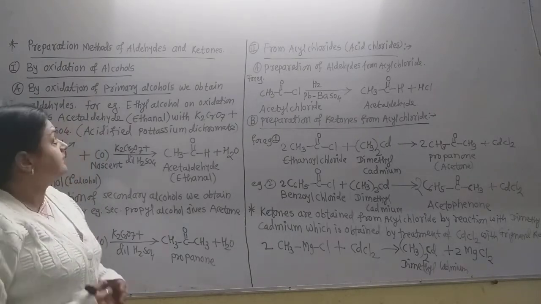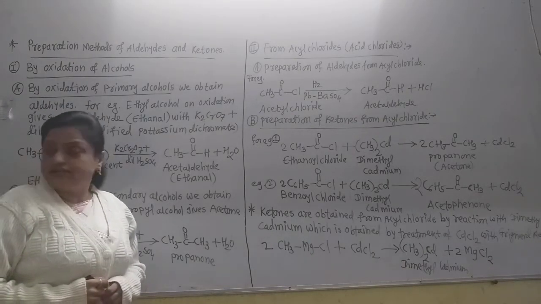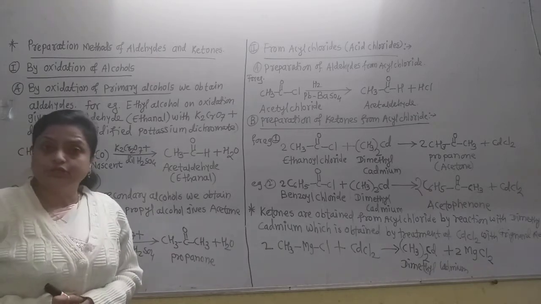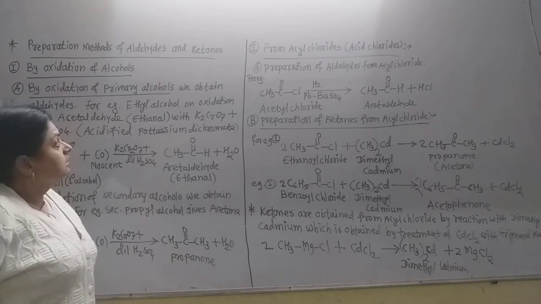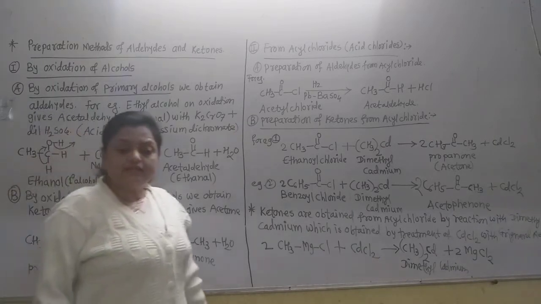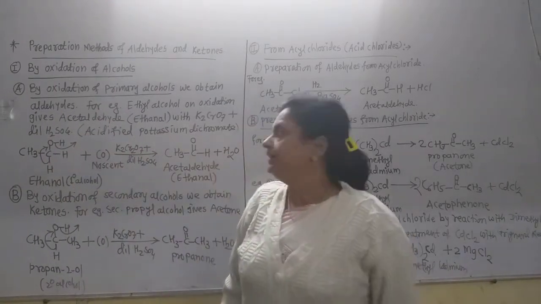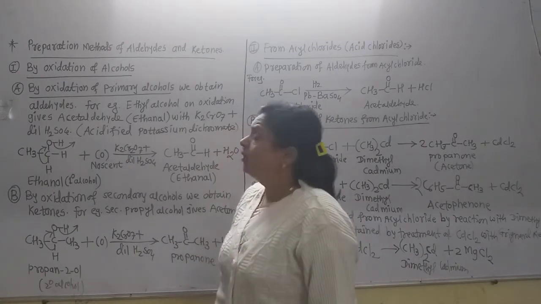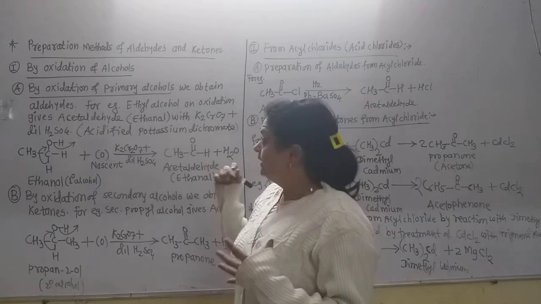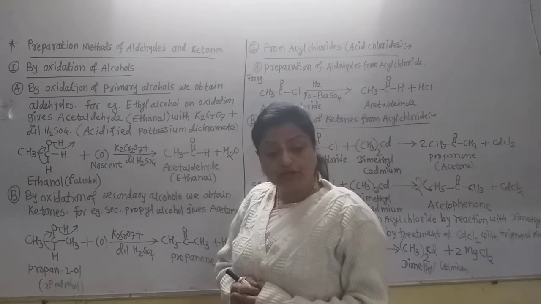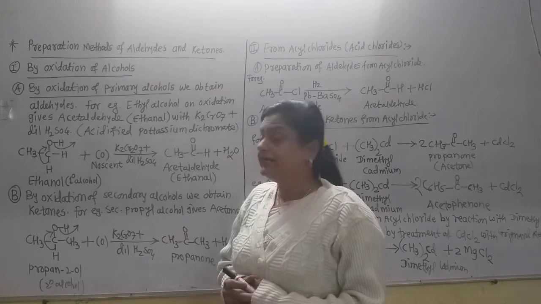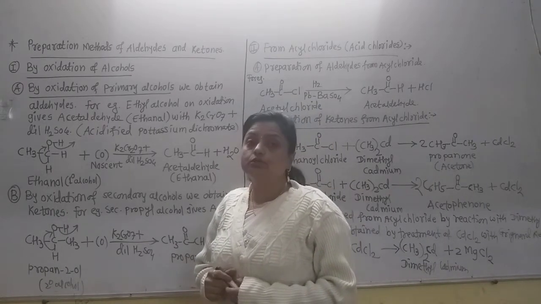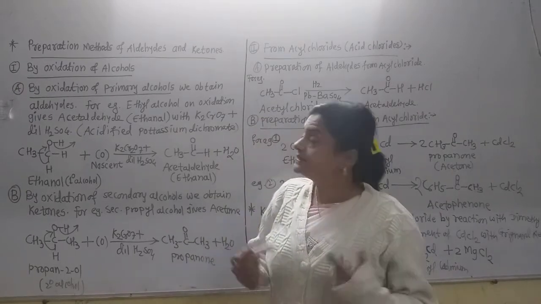Students, now let us study the preparation methods of aldehydes and ketones. The first method we already saw in the introduction and again in the 11th standard. That is a very important method of preparation of aldehydes and ketones from alcohols. We know the definition of aldehydes. Aldehydes are the first oxidation products of primary alcohols, and ketones are the first oxidation products of secondary alcohols.